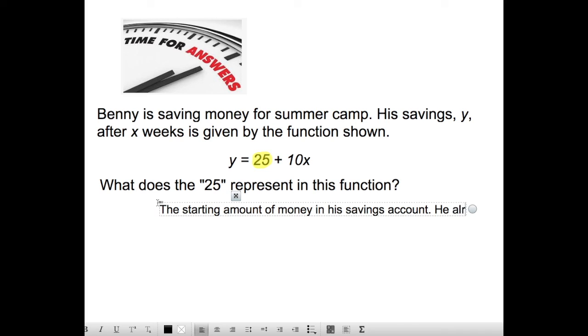He already has $25 before he starts saving $10 a week. So the starting amount of money in his account, he has $25 before he starts saving $10 a week. So the 25 is the y-intercept, or the starting value. So anything that you have to explain it in that regard would be a correct answer.